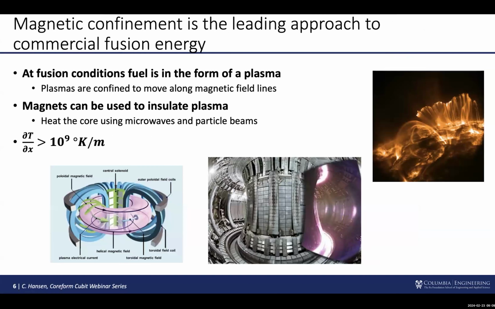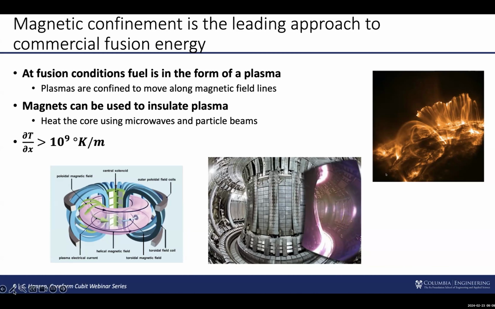All right, so the leading approach to commercial fusion energy at this point is so-called magnetic confinement. To make fusion happen, we have to reach conditions like those in the core of the sun. So obviously we need to isolate our fuel away from material surfaces in order to do that. And the way we do this with magnetic confinement is we utilize the fact that fusion fuel is in the form of a plasma, a superheated gas, and plasmas are forced to essentially follow magnetic field lines.